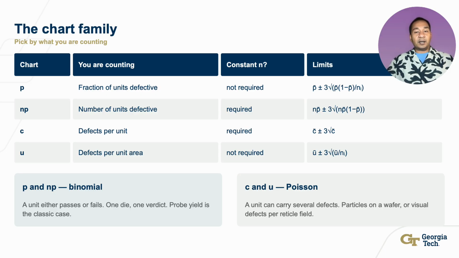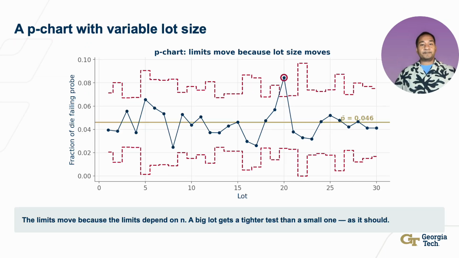Notice P and U handle varying sample size and NP and C cannot. In a fab, lot sizes vary constantly. Engineering splits, partial lots, scrapped wafers, so P and U are what you will actually use.